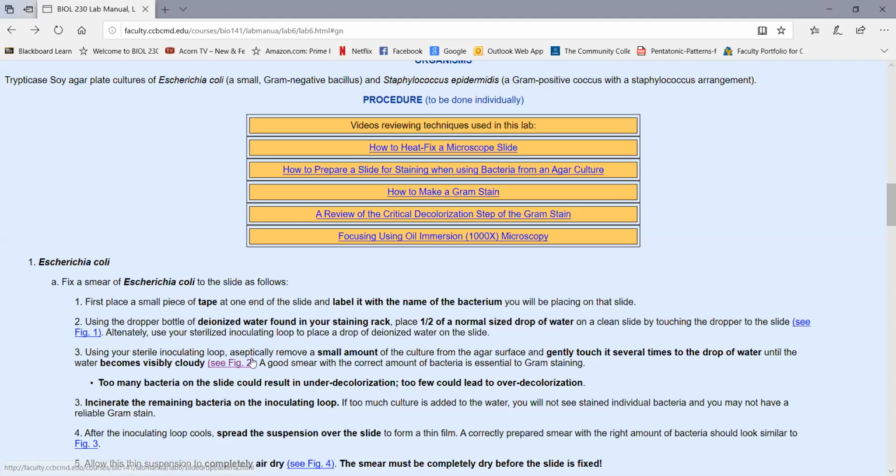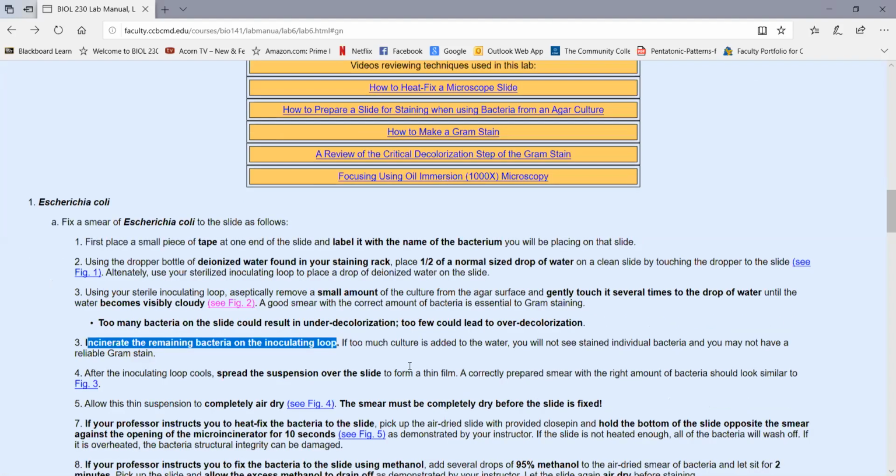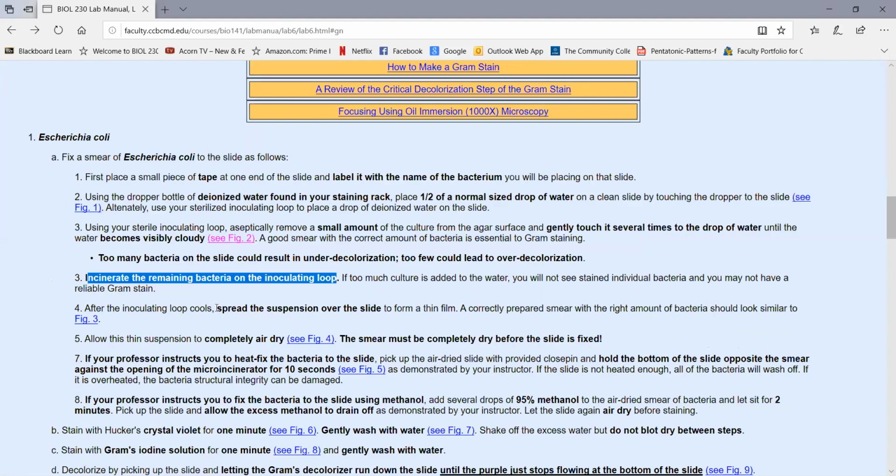And then, of course, once it becomes just visibly cloudy, then you're going to incinerate the rest of the bacteria from the inoculating loop, let it cool, spread the bacteria that are in the water over the slide to get a thin film. And again, that should cover most of the slide if you have the right amount of water. And then you want to let that completely air dry. It has to be air dried before you heat fix it, remember?